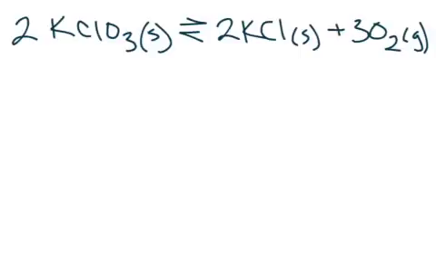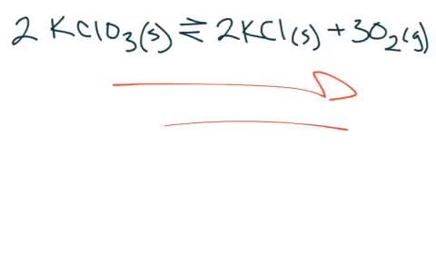So if we are increasing the volume in this system, the only side of this equation that has any moles of gas is the right. So increasing volume means pressure is going down. That means it would shift in this direction because the products is the only side of this reaction that has any gases to give. If we decrease volume, that means we don't want to have a lot of gas, so it's going to move to the left.